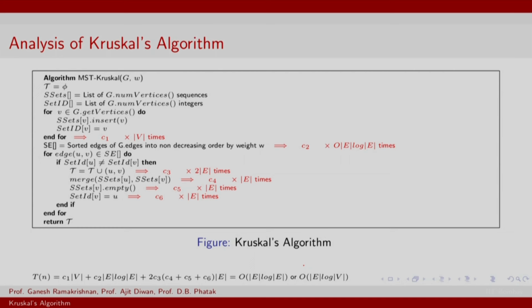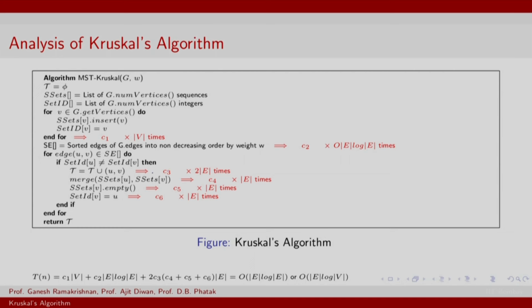Analysis of the Kruskal algorithm. So we have a very specific implementation where we have maintained the union using a list of sequences. So for this, the analysis is very straightforward. The insertion of the V nodes will take C1 into V times. The sorting will be an order E log E operation, the sorting on the edges in the increasing order of weights, beg your pardon.